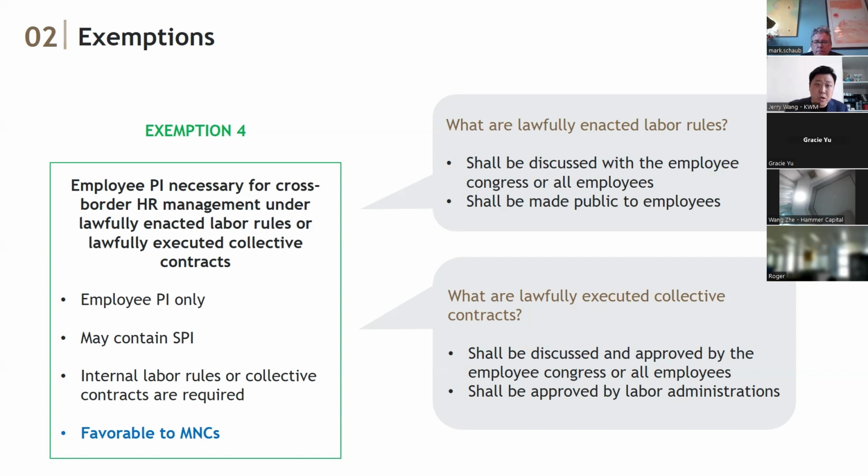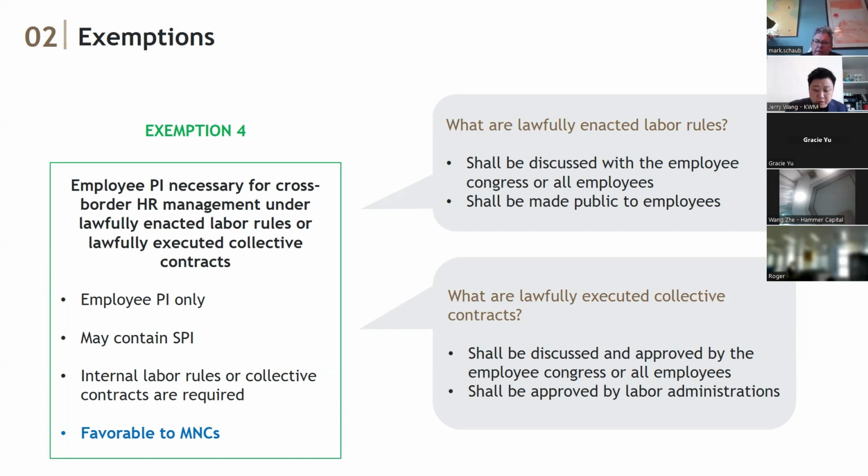So in this scenario, the companies will be free of transferring employees' personal information without undergoing any SEC filing or security assessment. So this is very useful. This will be mostly included in the employee handbook because most multinational companies in China don't have collective contracts. So it's enough to put it in the employee handbook.